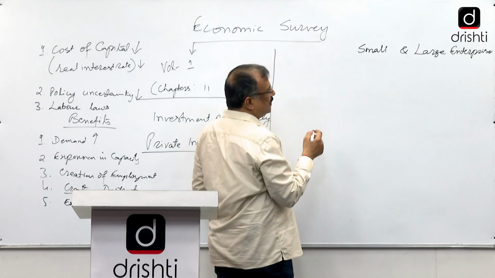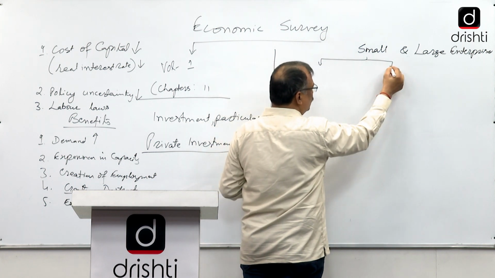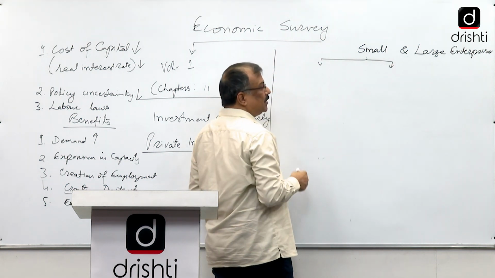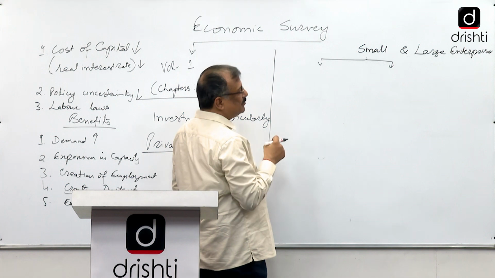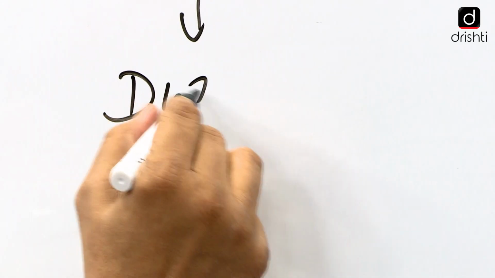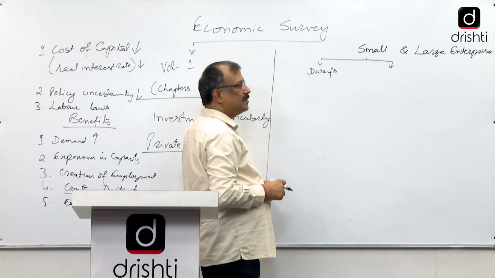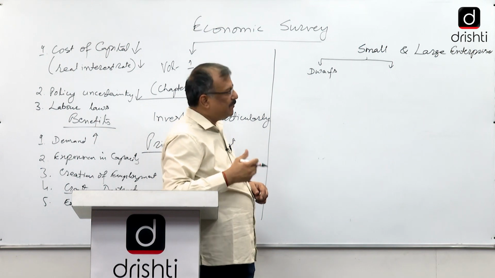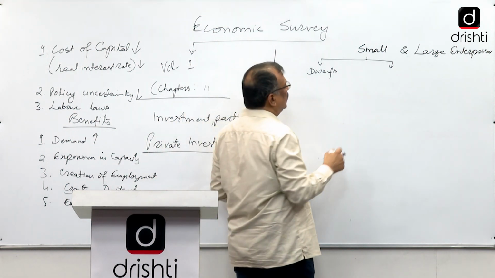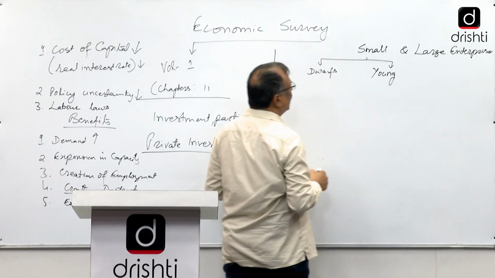In this survey, it has been discussed, quoting several studies, that there are some small enterprises which are stagnant. They have been said to be dwarfs. And there are some enterprises which are dynamic. They are called young and small enterprises.